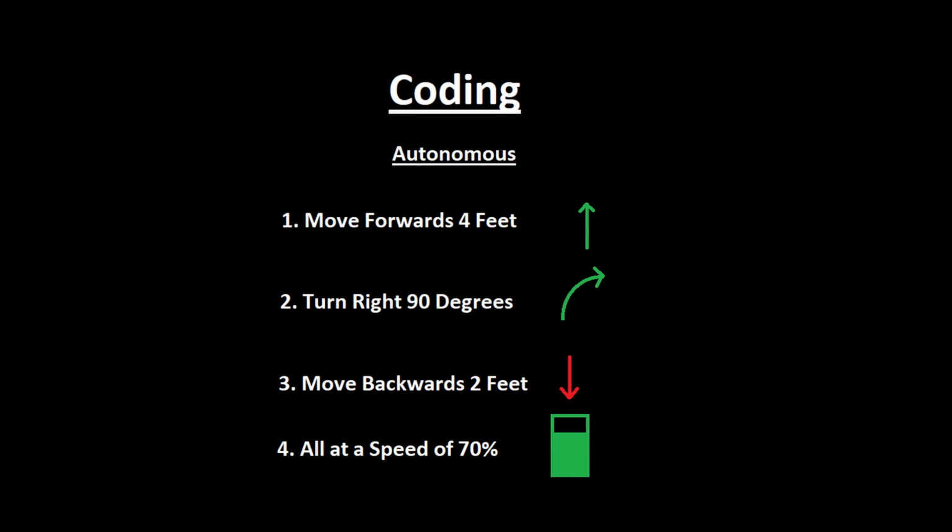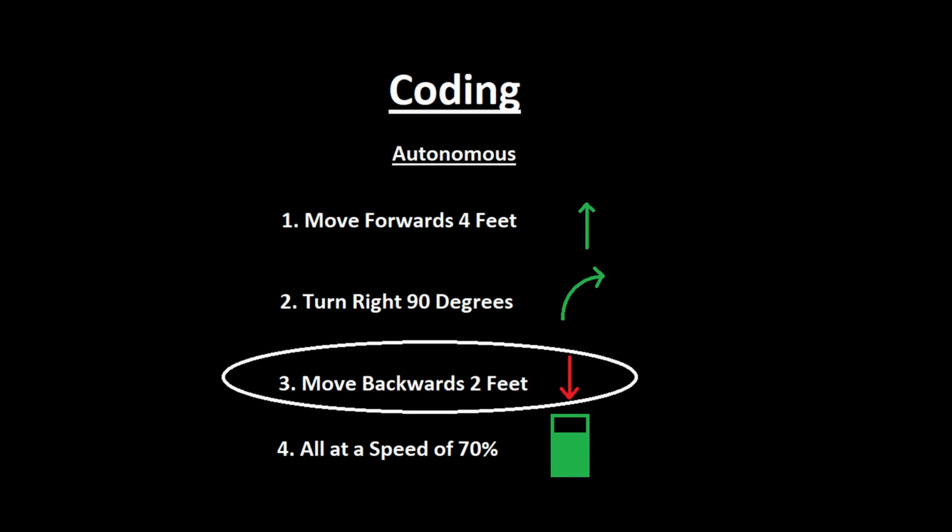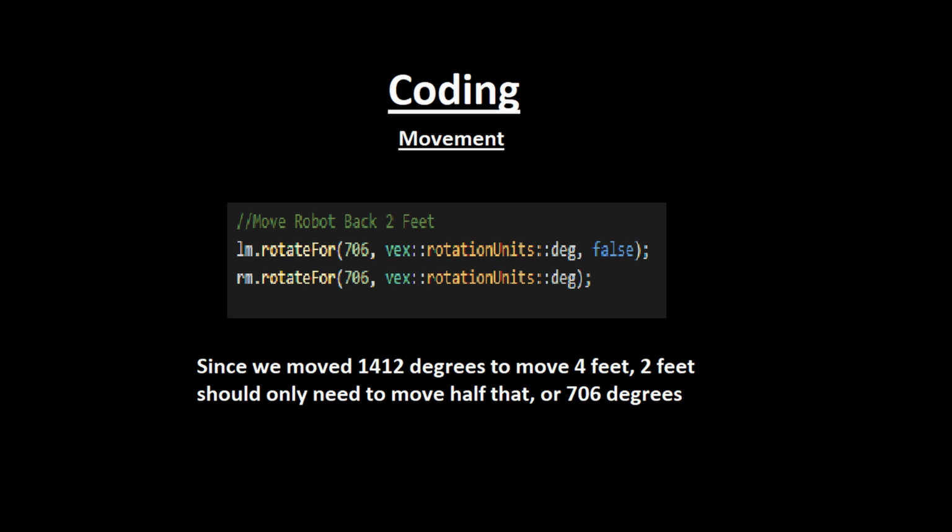Now that we've turned, we're back to the simple part. For the last bit, all we have to do is just move backwards 2 feet. Do something similar to the first command, where you move 4 feet forwards, where you just use the rotate command to move the motors for 706 degrees, which is just half of what you're doing. So since you only need to move half the amount, then half the amount of degrees is perfectly fine.